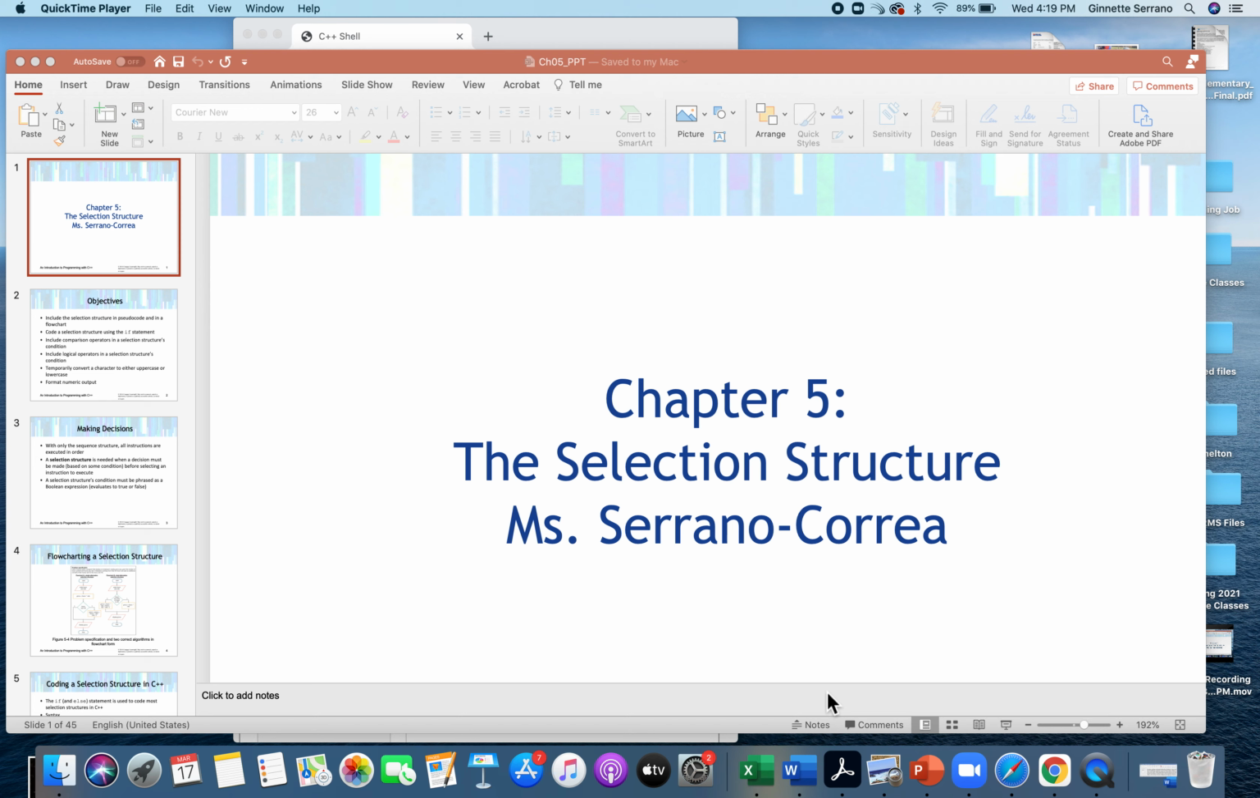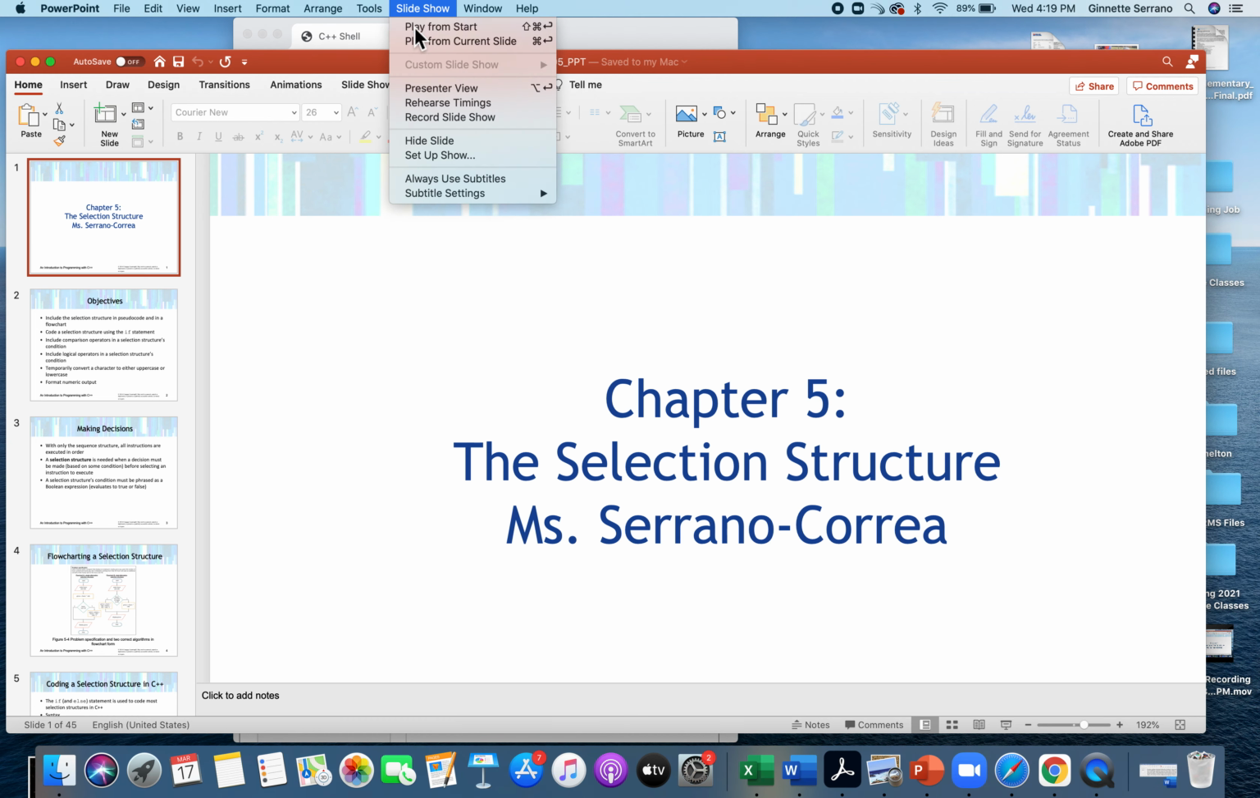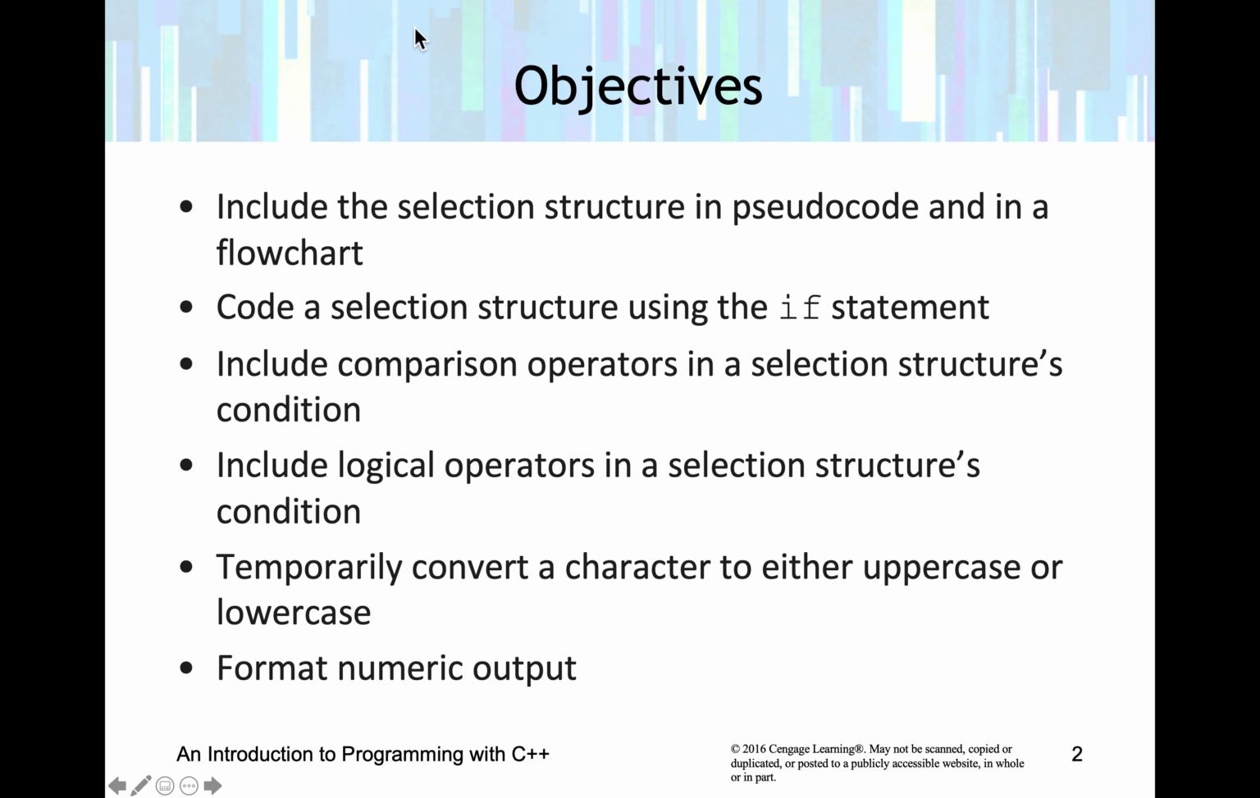We are on chapter 5, and we're going to be talking today about the selection structure and a few little functions that we can use in our programs. So we're going to be looking at the selection structure. We're going to look at the pseudocode. We're going to look at a flow chart. We're going to look and see how we code it with C++.